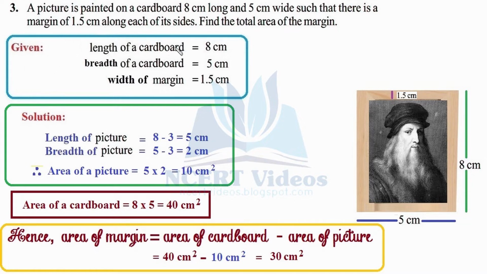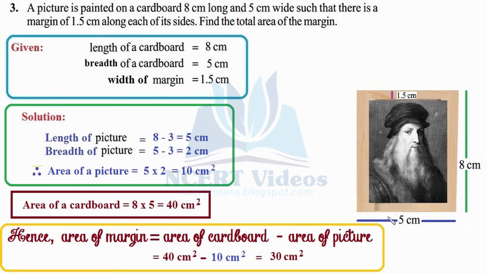So first we will have to write given parts. Length of cardboard is 8 cm and breadth of cardboard is 5 cm. Width of margin is 1.5 cm. So always make this practice of writing first given portion. Then we have solution. Now length of picture is 8 minus 3. Why 3? Because this total is 8 and 1.5 is subtracted from this side, 1.5 is subtracted from this side. Therefore 1.5 into 2 is 3. Therefore 8 minus 3 is 5 cm.